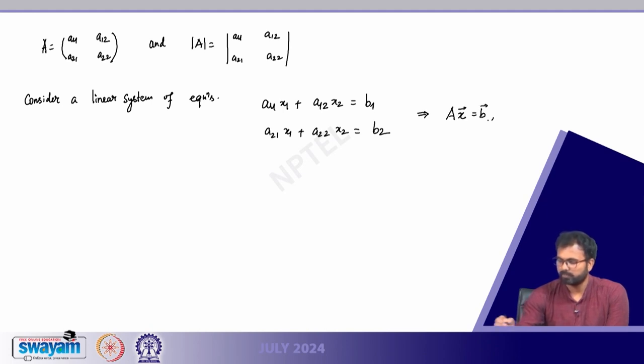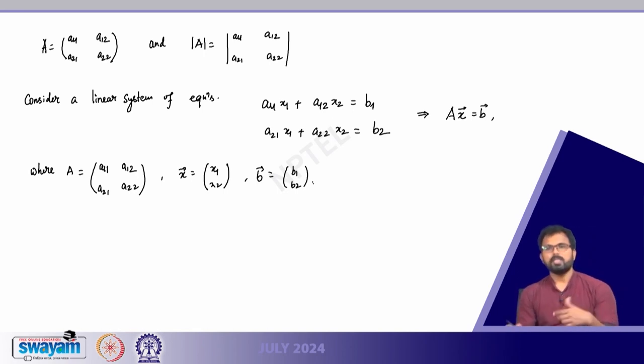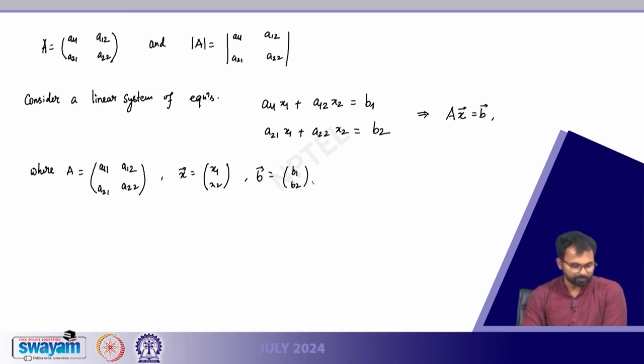where A equals A11, A12, A21, A22, and x is our usual solution vector, x1, x2, and b will be our right hand side, b1, b2. So this is basically our 2x2 system. You can have higher order systems too.